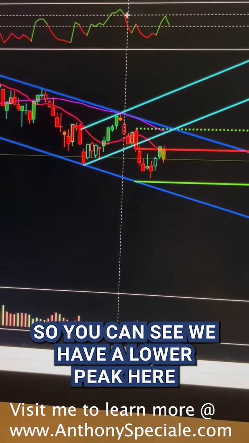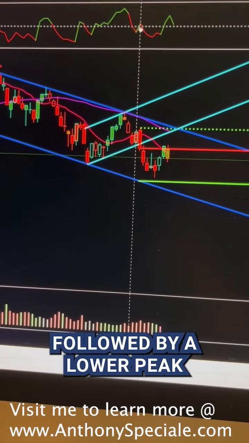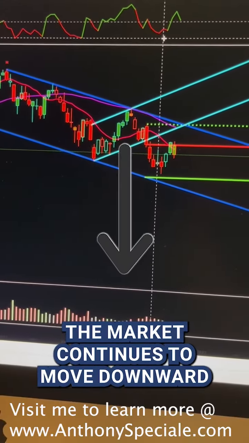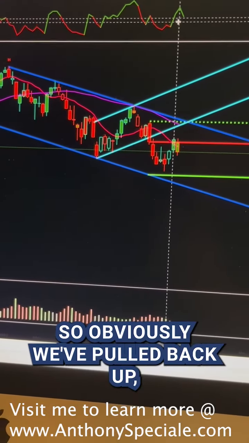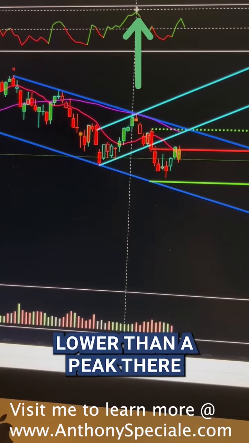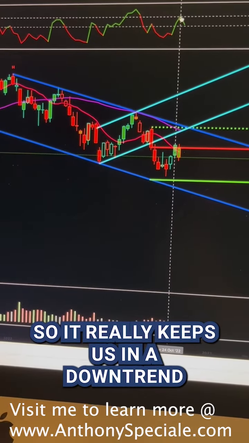So you can see we have a lower peak here. We have a high peak followed by a lower peak. So clearly we're in a downtrend. So when it turns red again, the market continues to move downward. So obviously we've pulled back up, but we've created a peak here lower than a peak there. So it really keeps us in a downtrend.